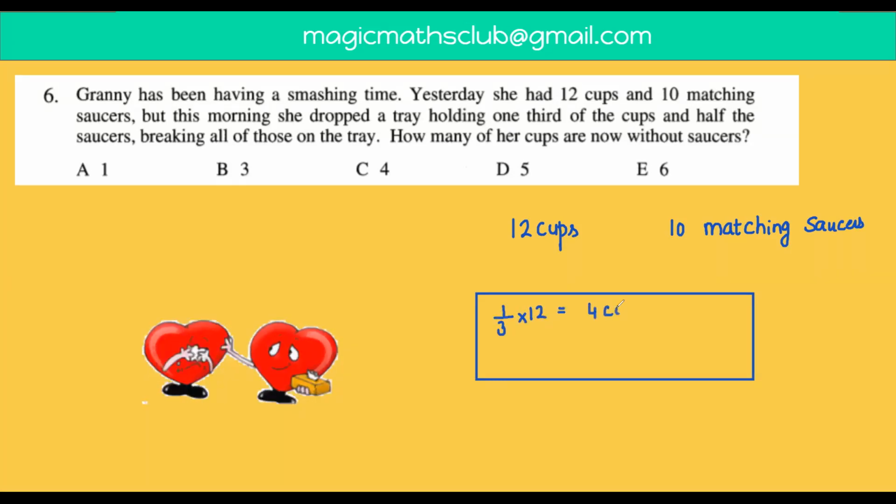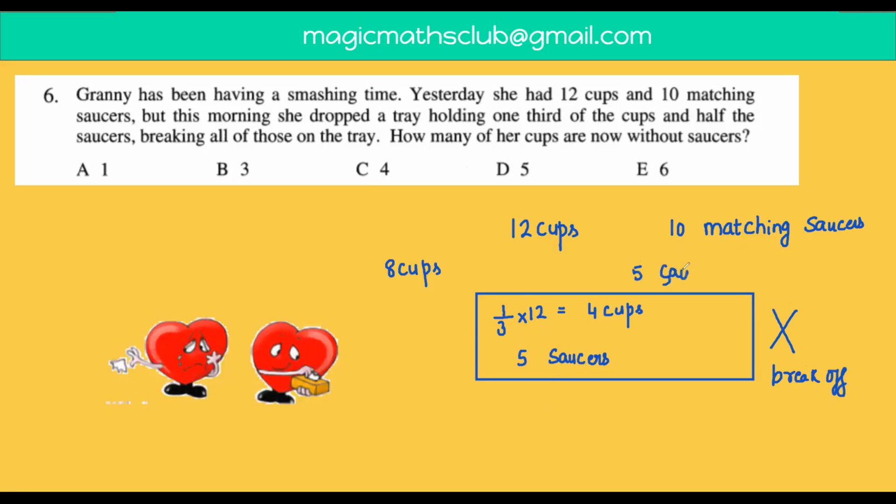So 4 cups and half the saucers. That means 5 saucers. Breaking all of them. Oh, so sorry. So these all get broken. And now how many remaining? So 12 minus 4, 8 cups remaining. And here how many saucers will remain? 10 minus 5, 5 saucers.